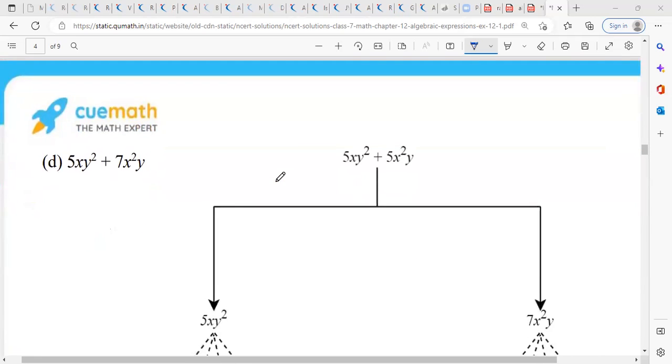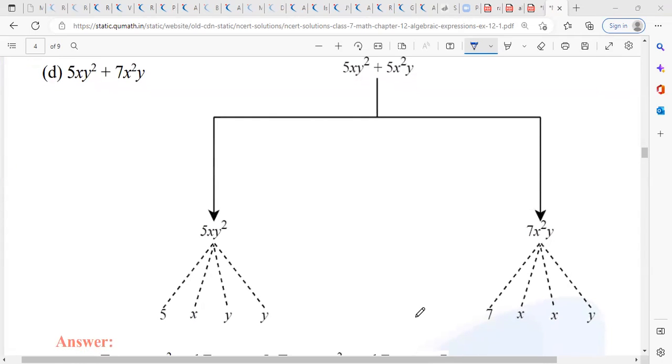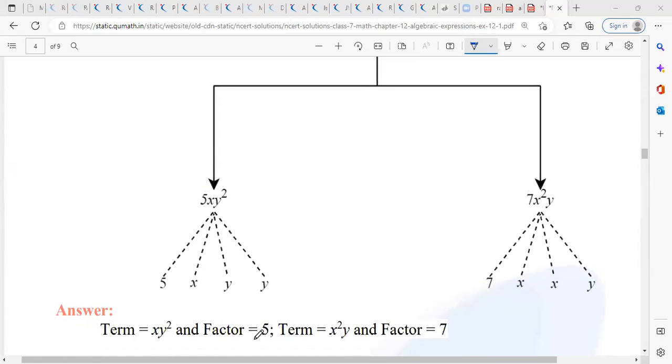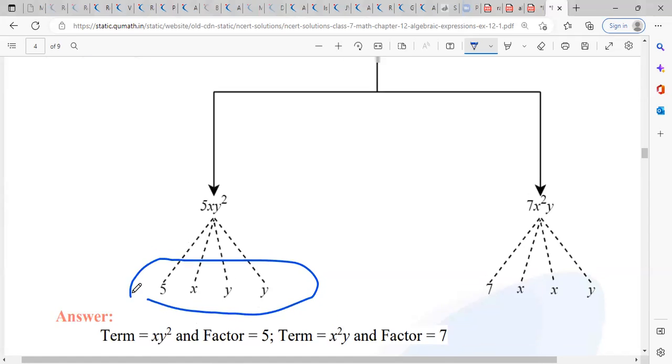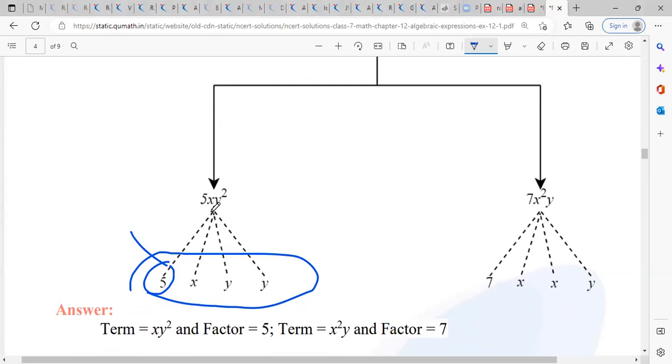Okay. So over here, how did you do it? You did it like this: 5x, y, and 7x, x, y. Right? So tell me what is your factor and what is your term? Ma'am, my factor is x. What I told you, Samiya, the factors are only the number. Over here, what is the number? Tell me. 5. So this is the factor, right? And these two are basically your term.